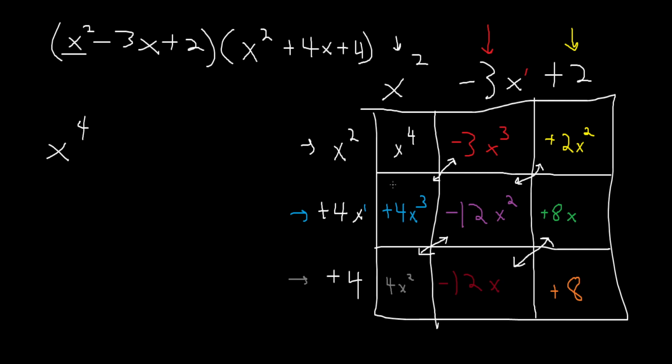So next, our like terms are going to be positive 4x to the 3rd and negative 3x to the 3rd. So a positive 4 minus 3, that's going to be a positive 1. So we have plus 1x to the 3rd. And now next up, we got positive 2x squared, negative 12x squared, and a positive 4x squared. So let's do this left to right. So positive 4 minus 12, that would be a negative 8x squared. And then negative 8 plus 2 is going to be a negative 6x squared.